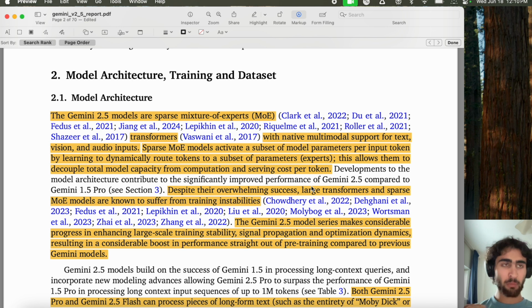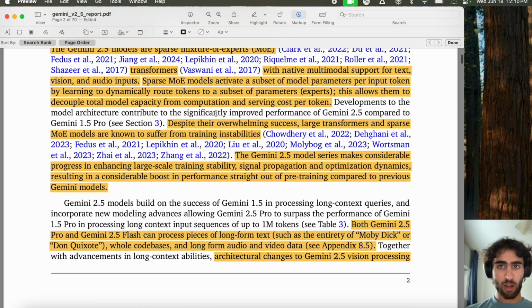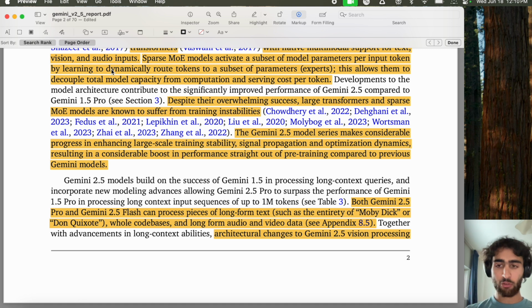So I'm happy that they talk about the most important details in the first section after the introduction. The 2.5 series models use sparse mixture of experts transformers, of course, with native multimodal support for text, vision, and audio inputs. Sparse MoE models activate a subset of model parameters per input token by learning to dynamically route tokens via a router to a subset of experts. And this allows them to decouple the total model capacity from computation serving cost per token, which is to say that you can have a free lunch in the sense that you have a pretty large model that you only refer to in a specific section based on the prompt.